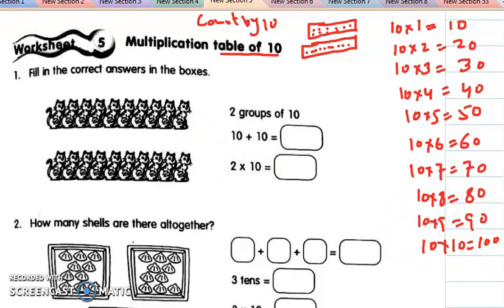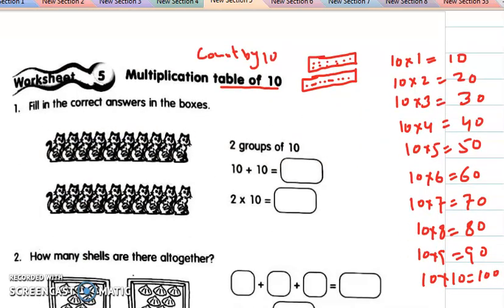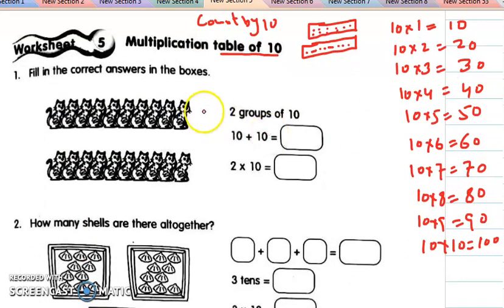Have a look at the activity book page number 37. Right now you can see it on your screen. The first question is: fill in the correct answers in the boxes. Right now there are two groups of cats. This is the first group, this is the second group. If we count, each group has 10. 10 cats are in each group.